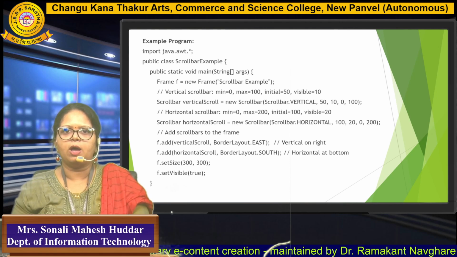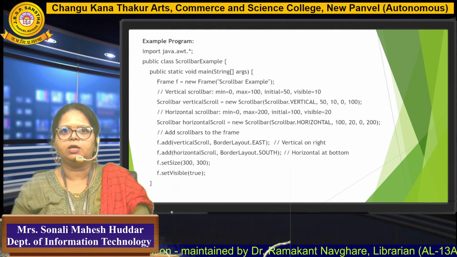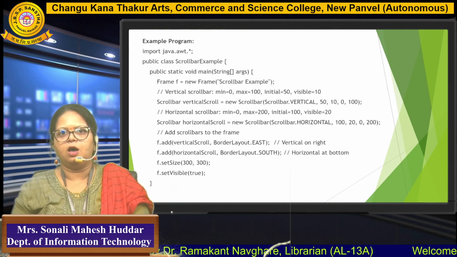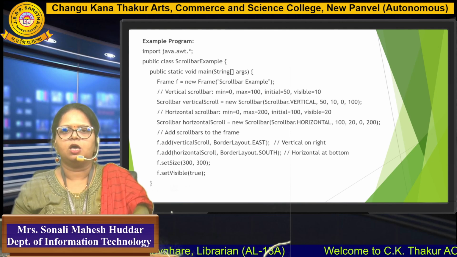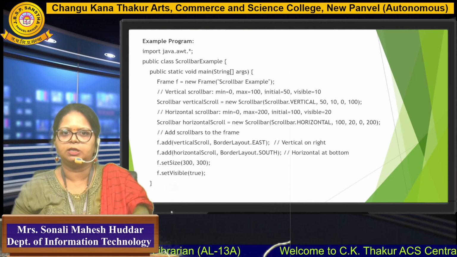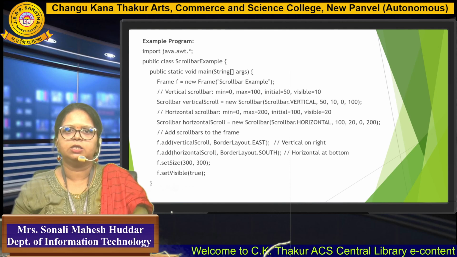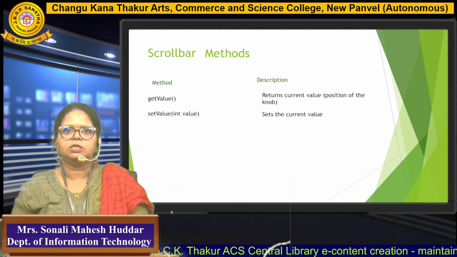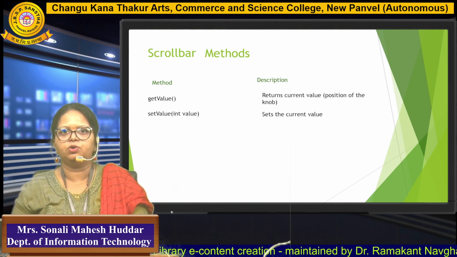Then you are going to add these scroll bars to your frame. So f.add(verticalScroll, BorderLayout.EAST). f.add(horizontalScroll, BorderLayout.SOUTH). f.setSize(300, 300) and f.setVisible(true). So in this way you can set the scroll bar to your frame. The methods for this are getValue to return the current value and setValue to set the current value for your scroll bar.